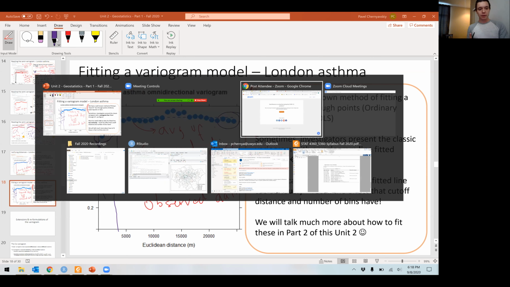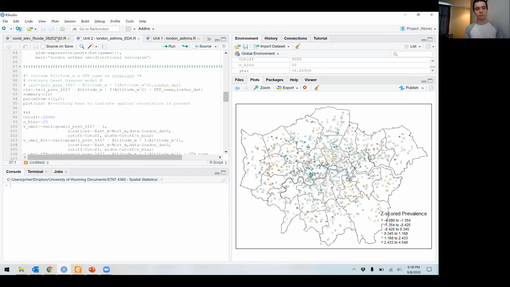All right, allow me to flip to R and demonstrate a couple of things about variograms as they apply to our asthma example. So a reminder, here is London, here are the GPs. Here is z-scored prevalence. This is not a percent prevalence. It's not the percentage of the patients that have asthma. This is a z-score. You can see there are clearly negative numbers. Negative numbers indicate that the asthma prevalence is below the average. Positive z-scores indicate asthma prevalence is above the average.